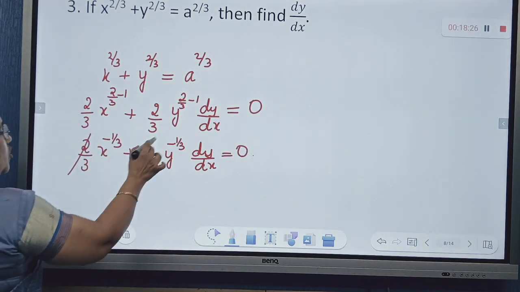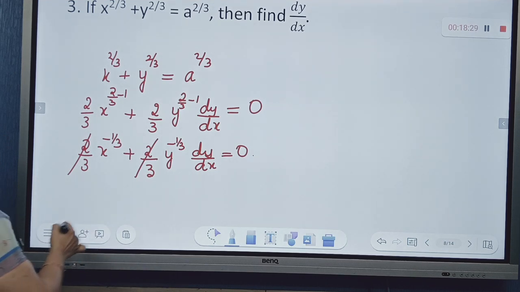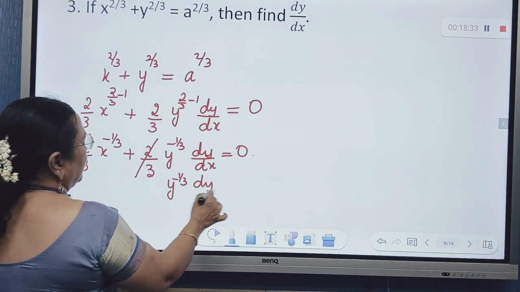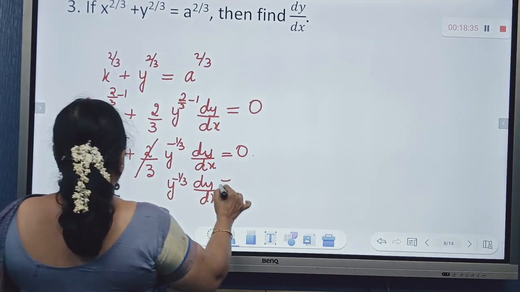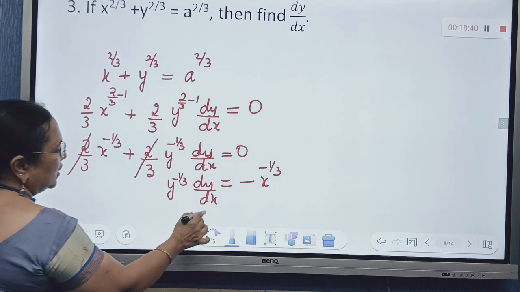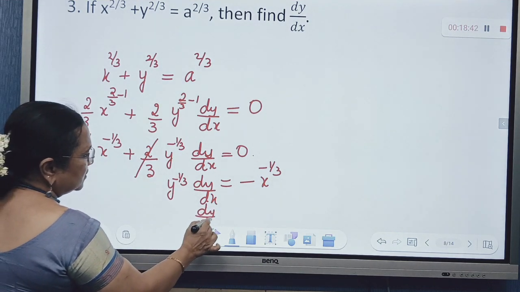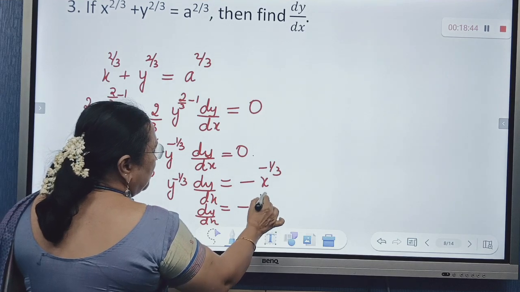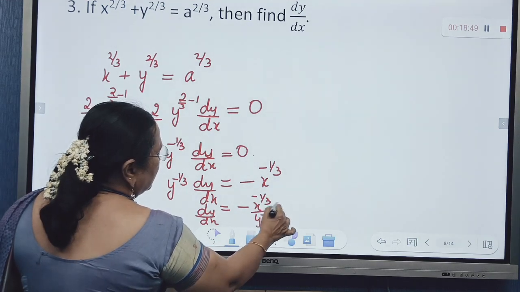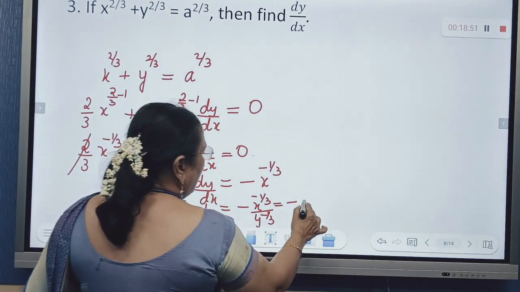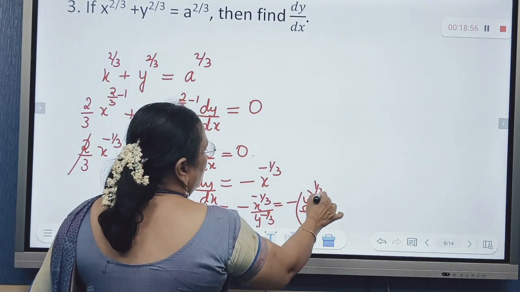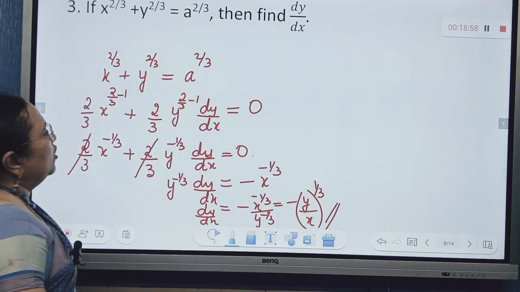So 2 by 3 is common, take it outside, right? So y to the power minus 1 by 3 dy by dx will be equal to minus x to the power minus 1 by 3. So dy by dx is minus y to the power 1 by 3 by x to the power 1 by 3. Are you all able to follow?